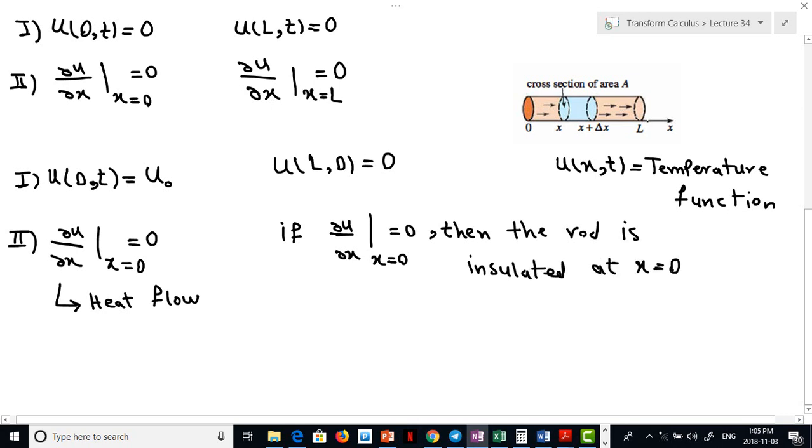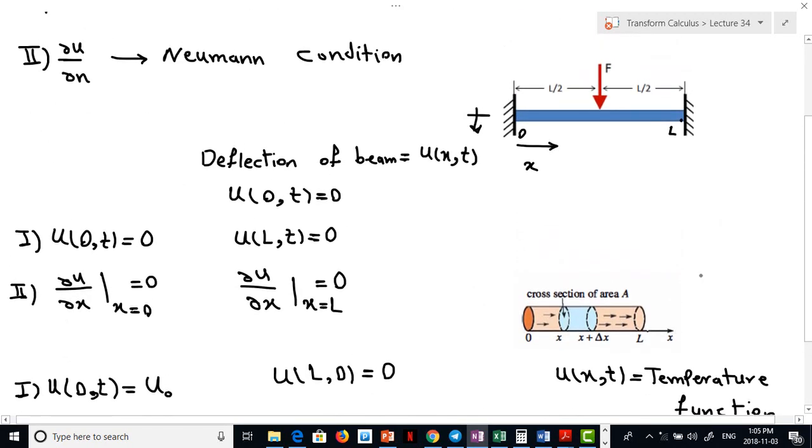At x equal to 0. So as a result, if a problem says that you have a rod that is insulated at x equal to 0, you have to know that it means the boundary condition is the derivative of u with respect to x at x equal to 0 is equal to 0. So here is the second boundary condition.